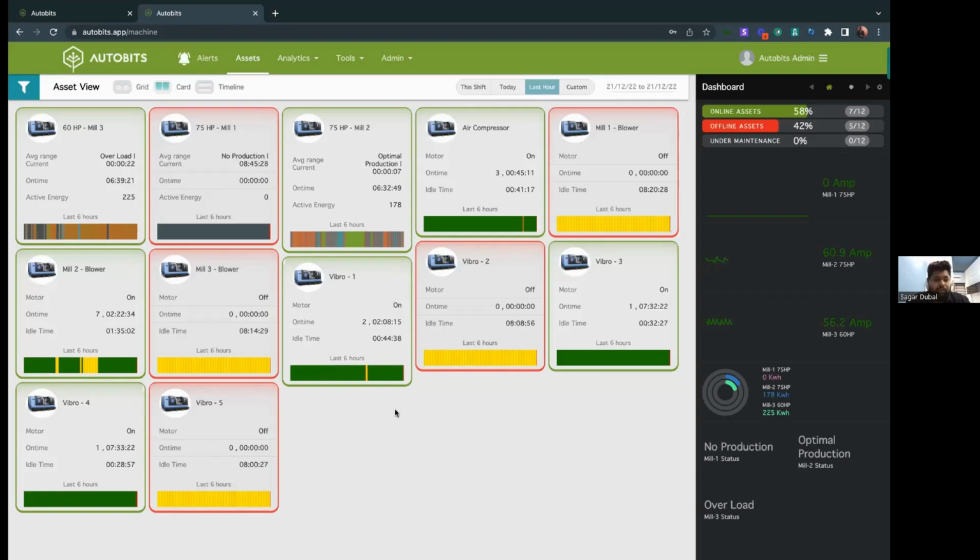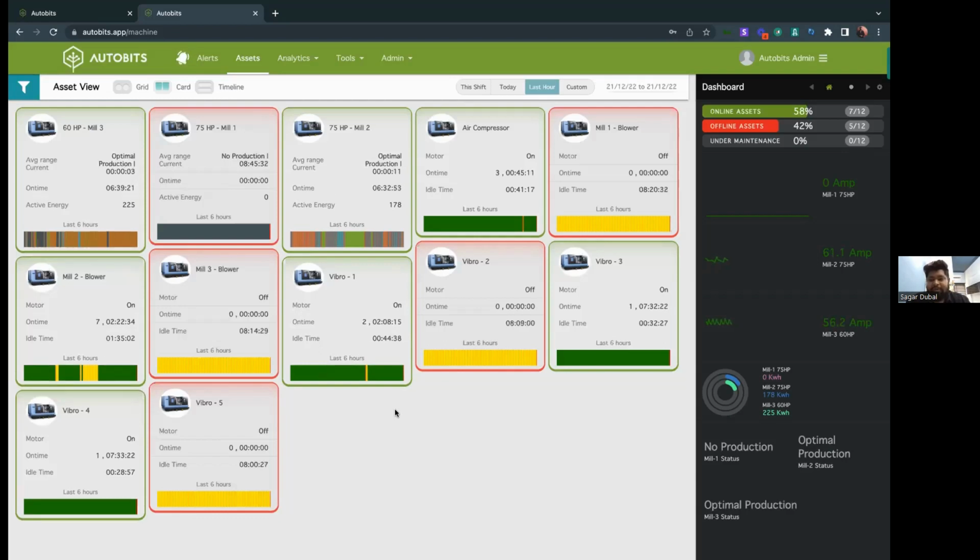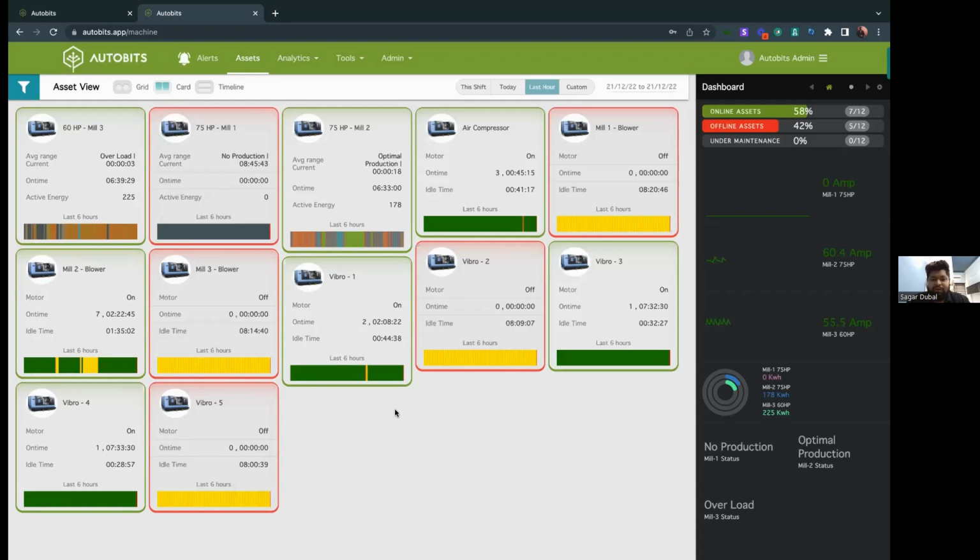Their biggest problem was that they were not getting the right amount of production every day. Their machine was capable of doing 8 to 9,000 kgs per day, but they were only getting 3 to 4,000 kgs per day. So we thought of the solution. We prepared a BOM, sent the quotation, and they approved it. After installation, I'll show you what our findings were.